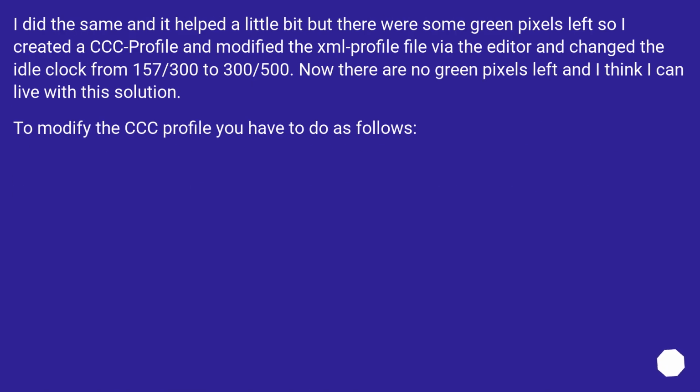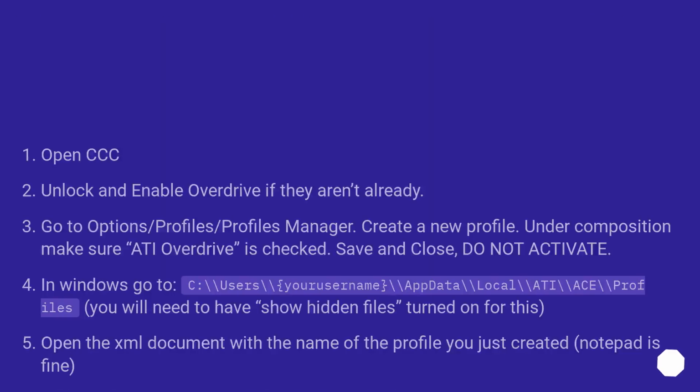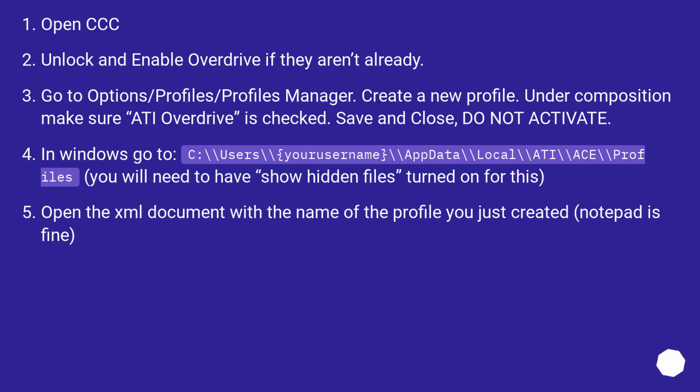I did the same and it helped a little bit, but there were some green pixels left, so I created a CCC profile and modified the XML profile file via the editor and changed the idle clock from 157/300 to 300/500. Now there are no green pixels left and I think I can live with this solution. To modify the CCC profile, you have to do as follows. Open CCC. Unlock and enable overdrive if they aren't already.